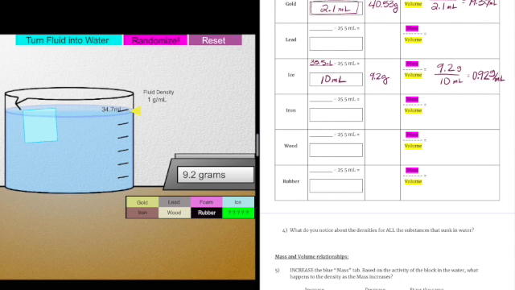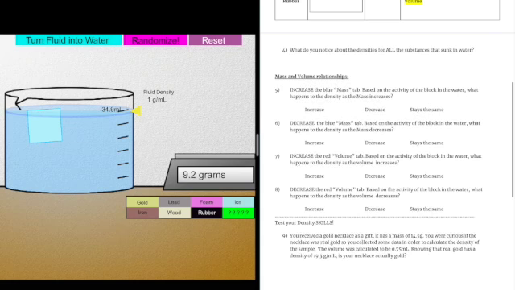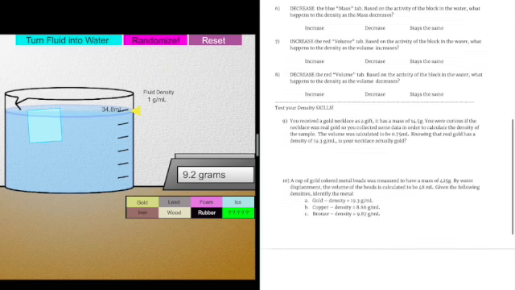And ice floats in water. We can see that ice is floating, and its density is 0.92. You watch it float back up. We know that ice floats, right? We can see that on an everyday basis. So its density is 0.92, which is less than 1. If the density is less than 1, which is water, then it will float. If it's more than 1, it'll sink. If it's less than 1, it'll float.